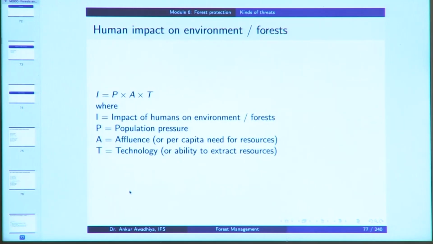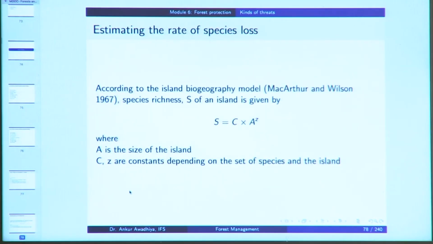Then we saw the impact of humans on the environment of forest is given by this equation: I = P × A × T, where I is the impact, P is the population pressure, A is the affluence or the per capita need for resources, and T is the technology or the ability to extract these resources. So, if you have a large population, everybody needs more resources and you have the technology to extract these resources, in that case the impact will be very high.